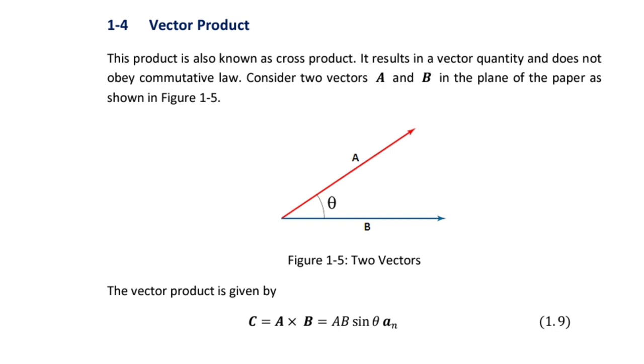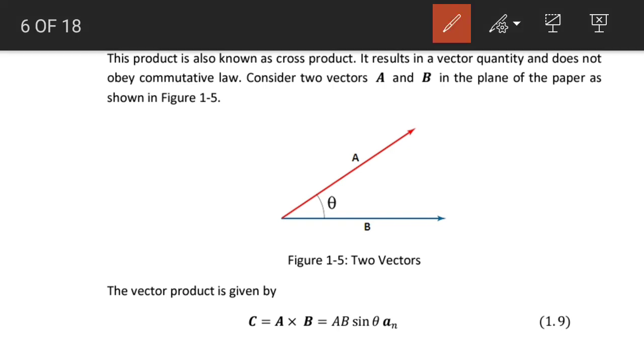The vector product. This product is also known as cross product. The cross product of two vectors does not obey commutative law. We consider two vectors A and B. The angle between these two vectors is theta.